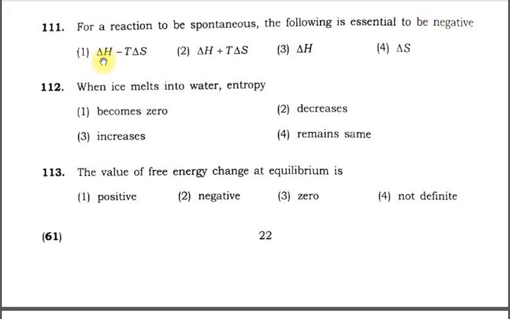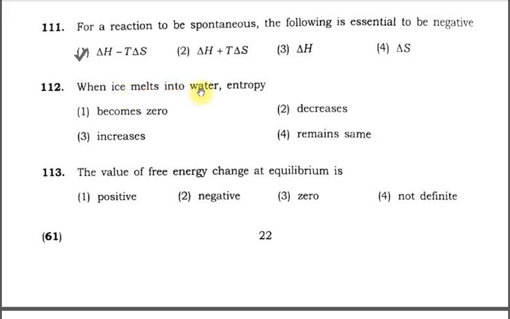Option 1 is delta H minus T delta S. Option 2, delta H plus T delta S. Option 3 is delta H. Option 4 is delta S. So here the correct answer is option number 1. For a spontaneous reaction, the free energy should be negative, and the free energy change is represented by delta H minus T delta S. Question number 112.